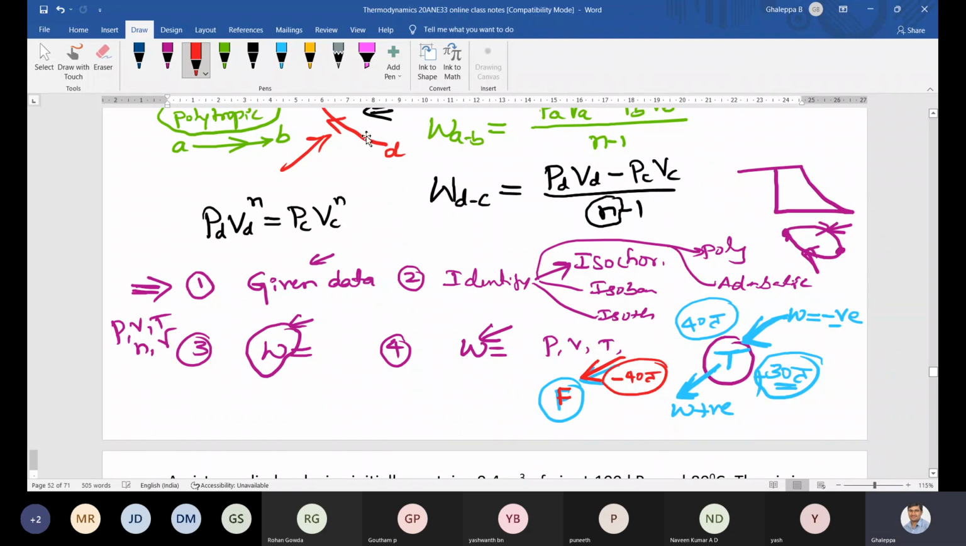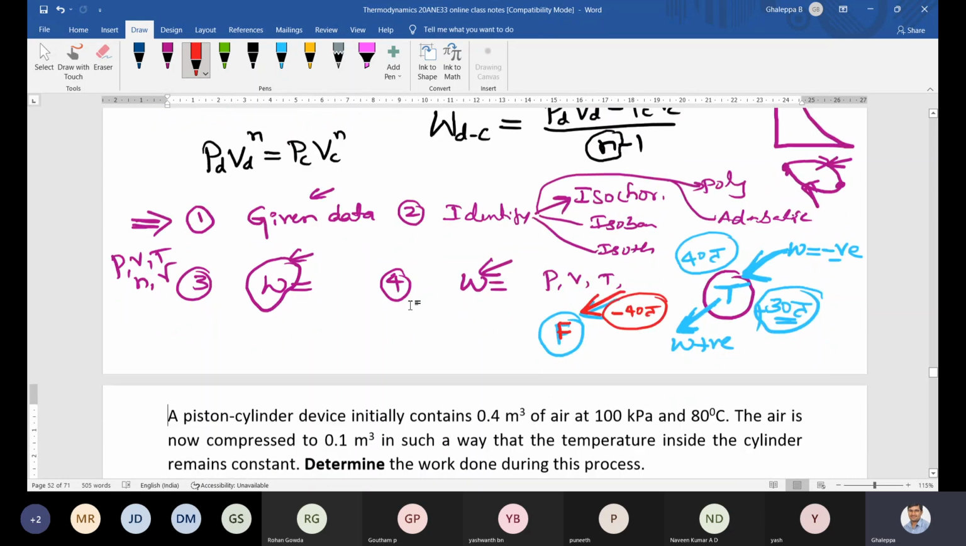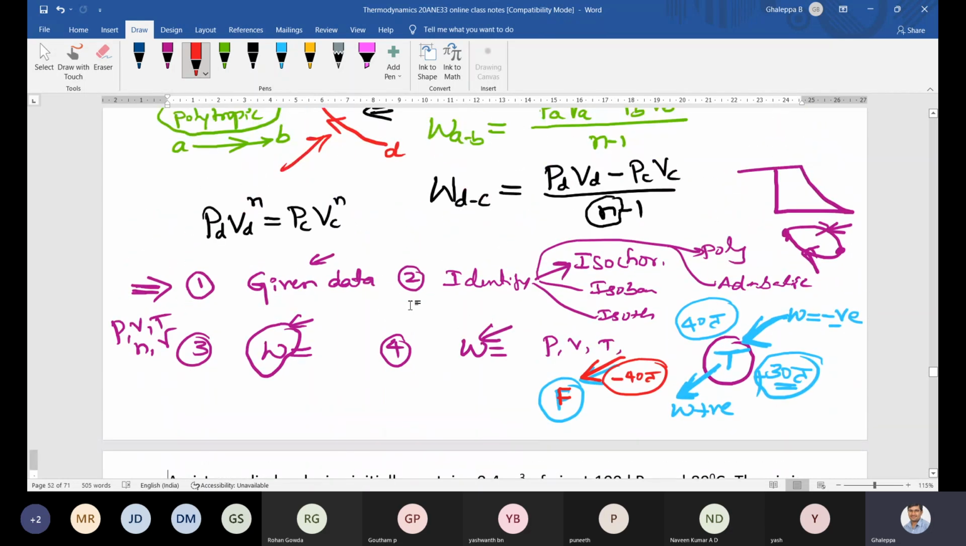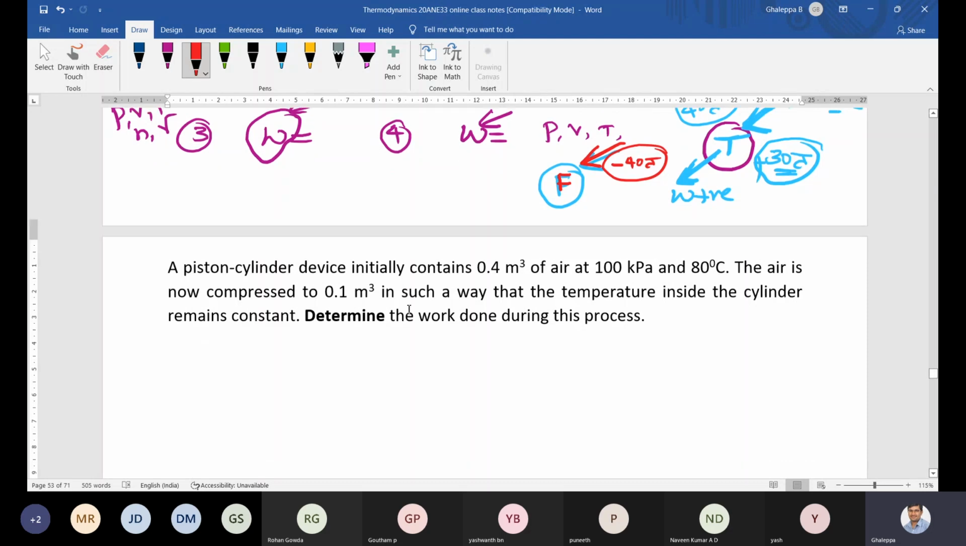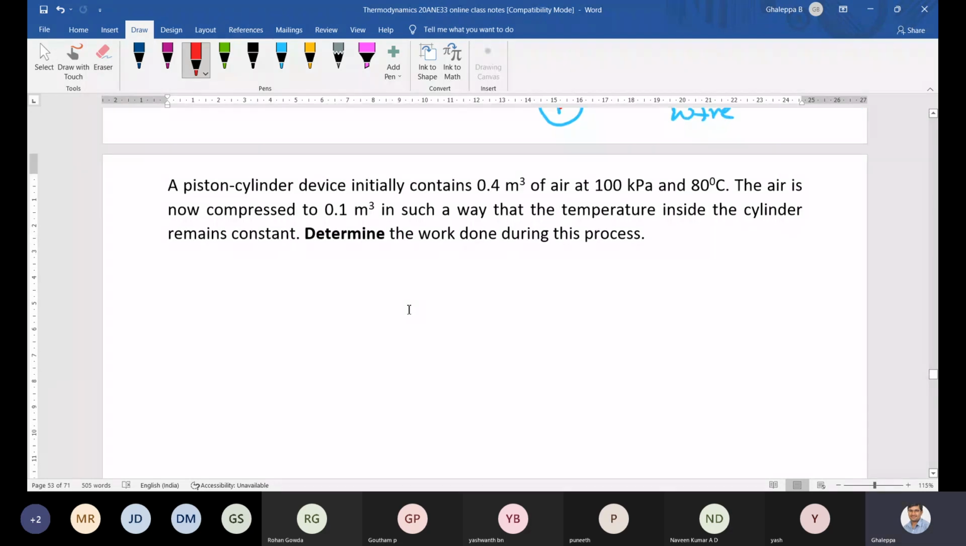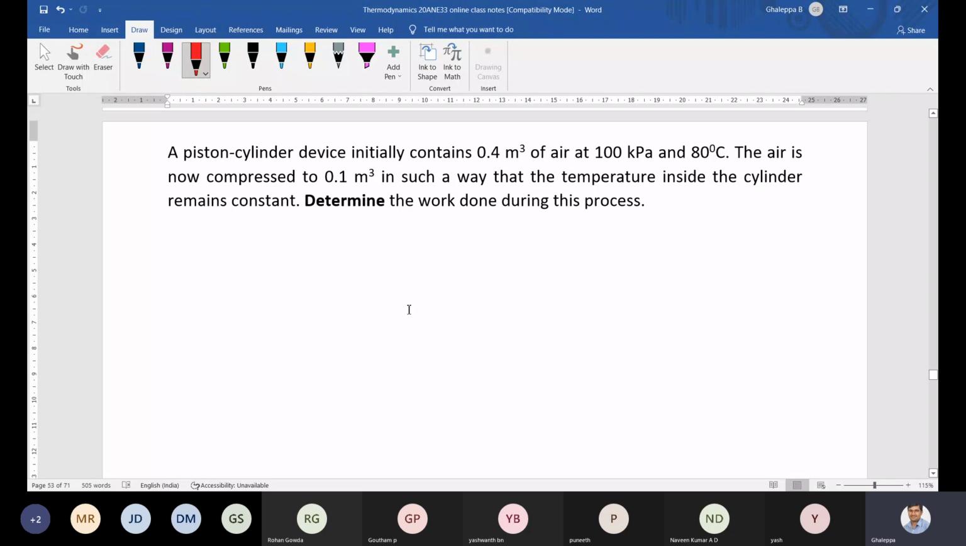Okay, so we will solve one numerical now. I hope you understand all these processes. These process values you have to apply to solve this simple numerical. I don't know whether it is one process, two process, three process, or maybe a combination of more than two. First step, what we need to do? Solution, given data. Yes, first given data.